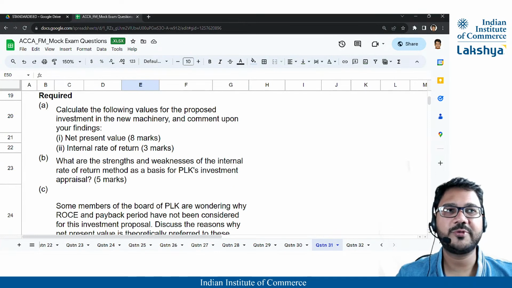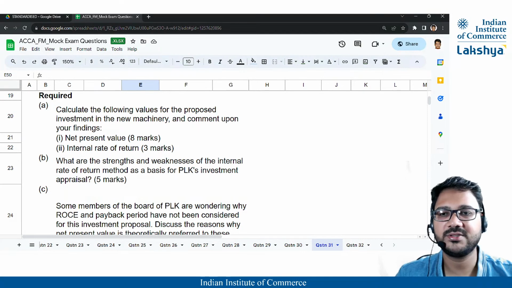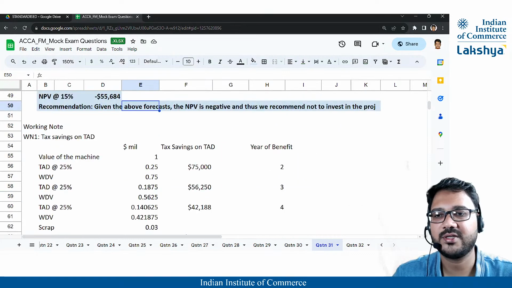Now IRR of the project and comment upon your findings. So we now find the IRR of this project. Well, for IRR, it's very simple.